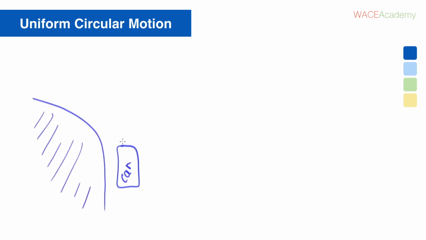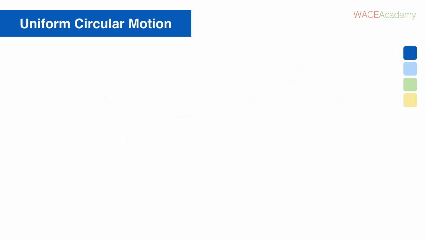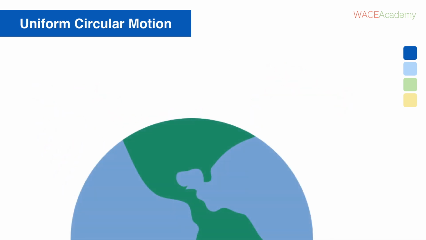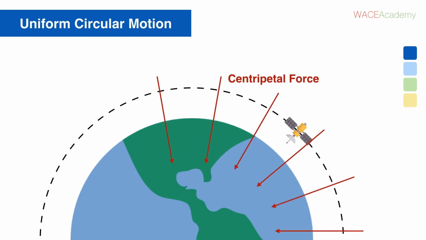So when a car goes around a roundabout, the force is being supplied by the friction between the road and the tyres, directed towards the centre of the roundabout. When a yo-yo is swung around by its string on a finger, the tension in the string provides the force. And when a satellite orbits the Earth, it's the gravitational force that provides the centripetal force.